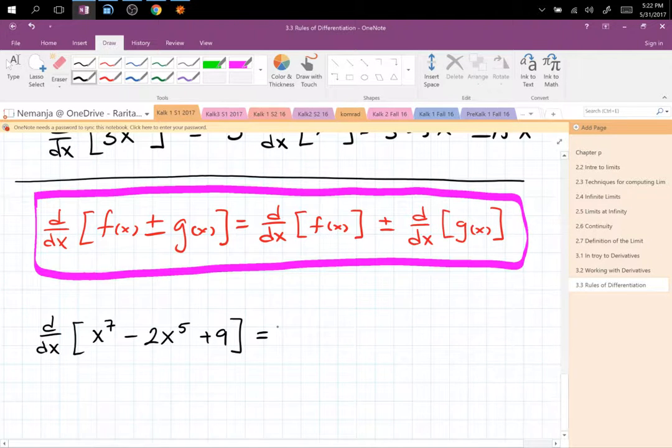In this case, I have 3, not 2, but 3 functions. And each one of them will have its own derivative. You can make sure that negative 2 is in front of the second derivative, because by previous rule, we know we can kick constants out. So this would be the derivative of x to the 7 minus 2 times the derivative of x to the 5 plus the derivative of 9.